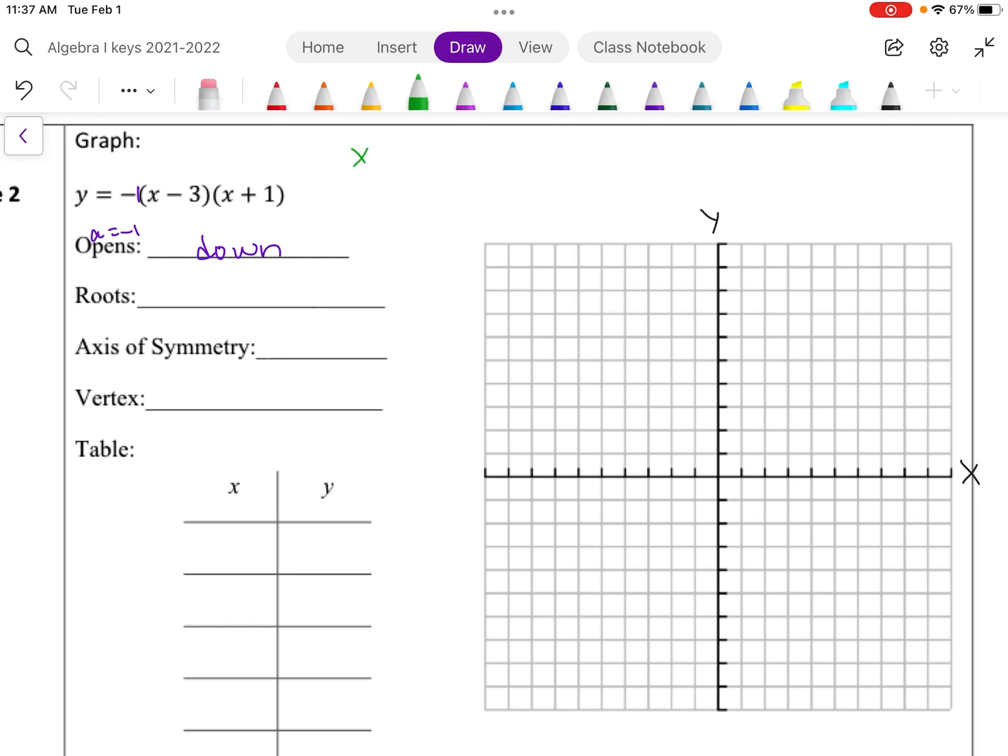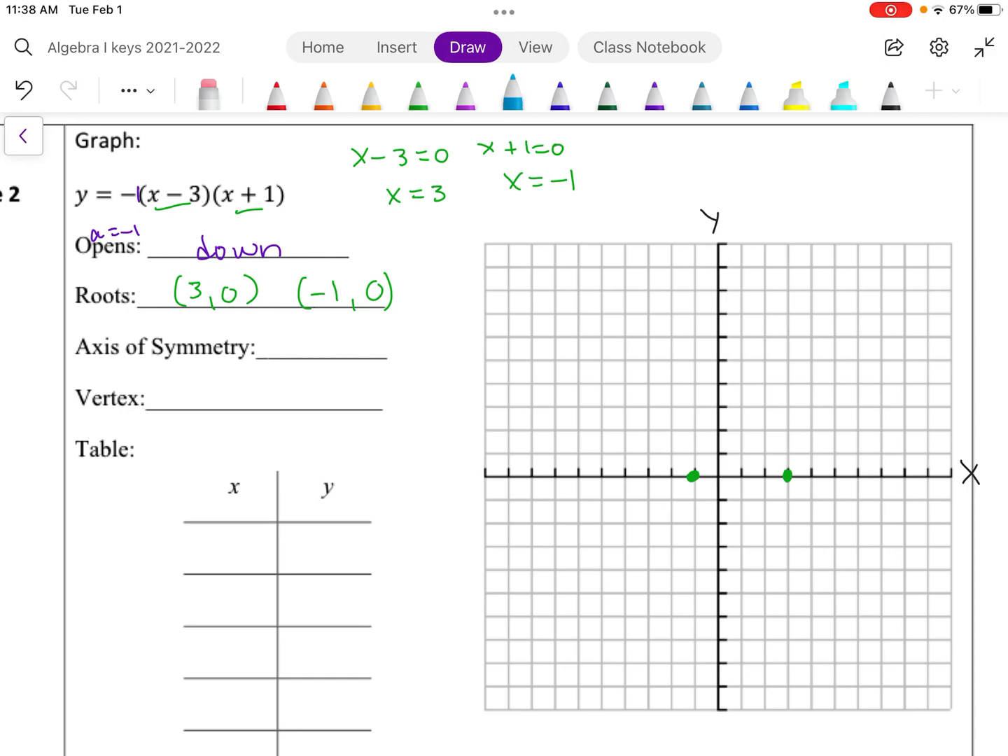So if we solve for x, we need to set our factor x minus 3 equal to 0, and then our factor x plus 1 equal to 0. So we get x equals 3 and x equals negative 1. So those are our roots, or our x-intercepts, (3, 0) and (-1, 0). So I'm going to take a second and graph those. Here's my (3, 0). Here's my (-1, 0).